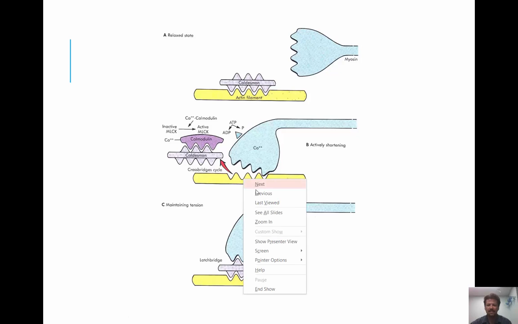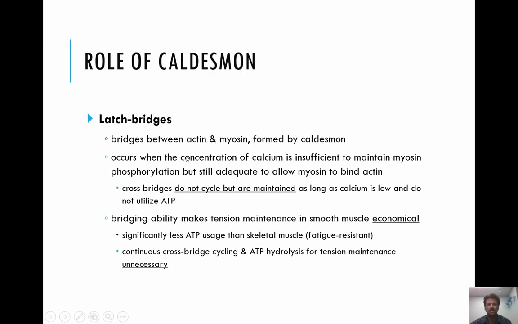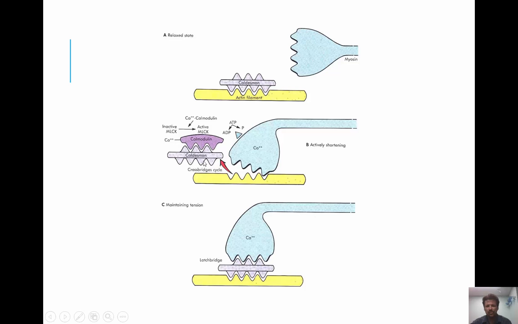Now, one of the things that is very interesting and is unusual is that as the concentration of calcium is falling, when it reaches a kind of middle stage where it's not at the level where the phosphatases get activated, a strange thing happens to the caldesmon in that it's able to re-engage with the actin molecule and the myosin molecule at the same time and anchor them together. Remember, this occurs at intermediate calcium concentrations. And when this happens, a latch bridge forms.